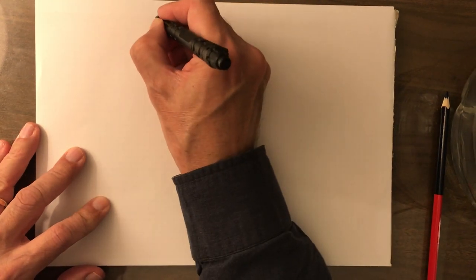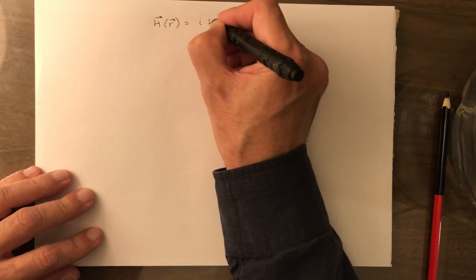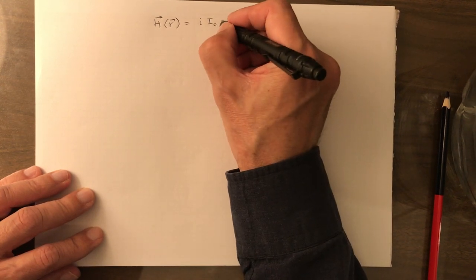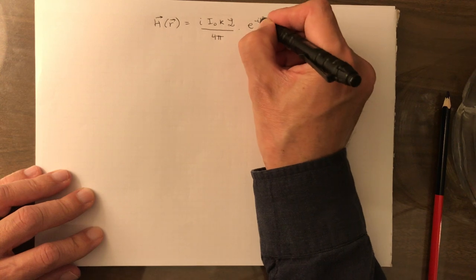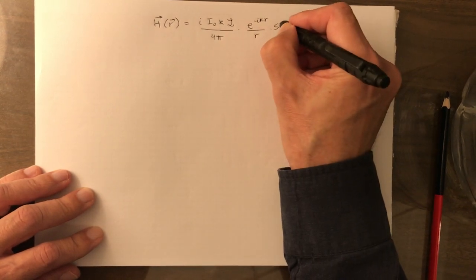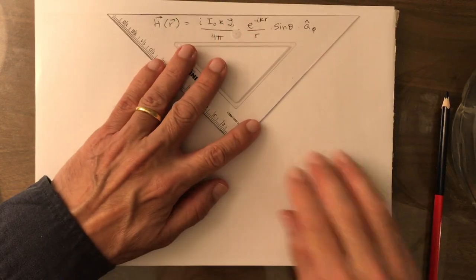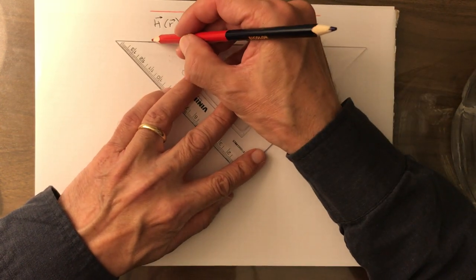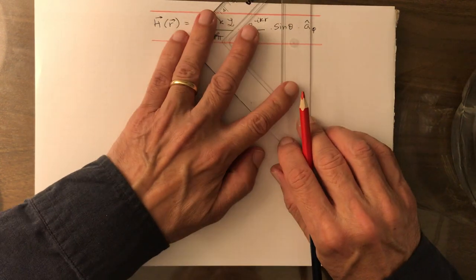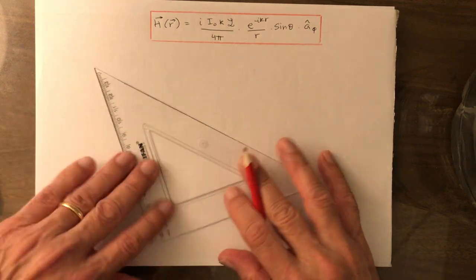Now we can write down an expression for our magnetic field as a function of position vector r is equal to I, the imaginary constant, I zero, capital I zero to differentiate the current term, times k times L over 4 pi times e to the minus I kr over r times sine theta times our unit vector in the phi direction. That is the second of our desired quantities, or expressions that we were wanting to derive. So remember, we started with J, then we got the vector potential, A. Now we've got the magnetic field, H. So we're just about in the home stretch here.